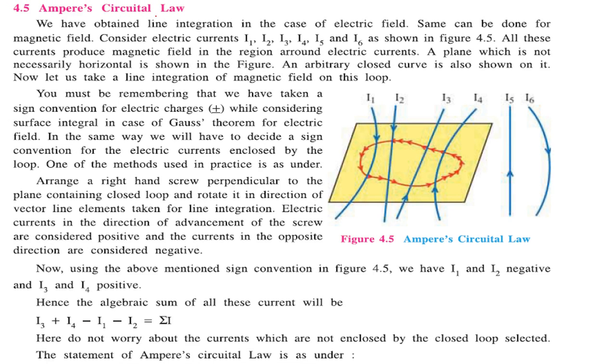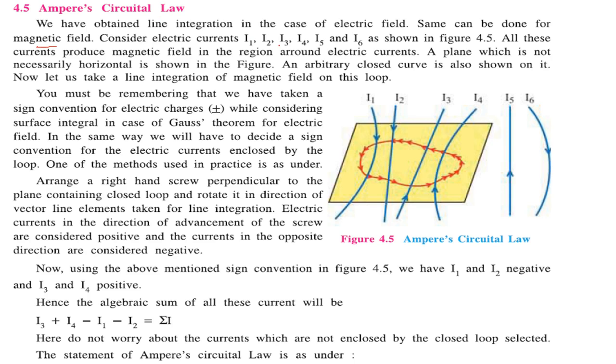Ampere's Circuital law. Line integration. When we saw the electric field, we obtained a line integration, and that means we took a very small part, then we integrated so that the whole can be achieved. And for the magnetic field, this can be done.